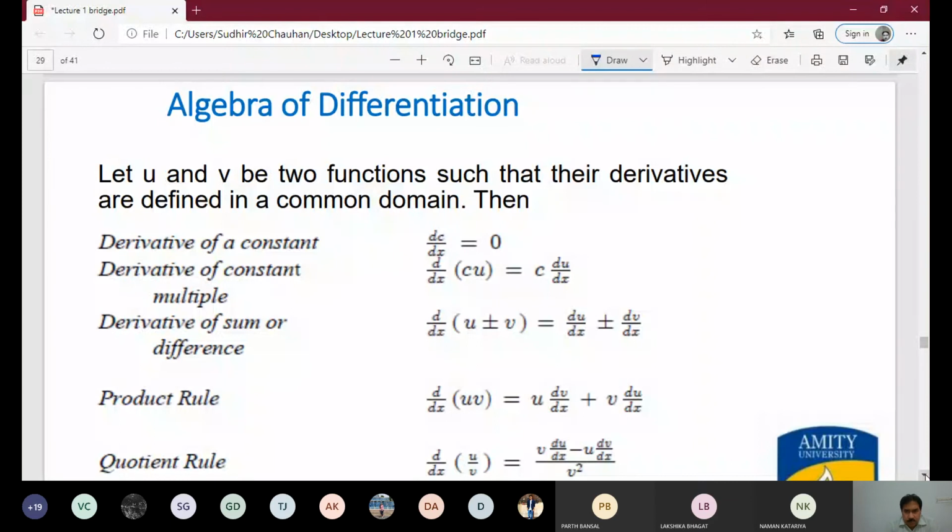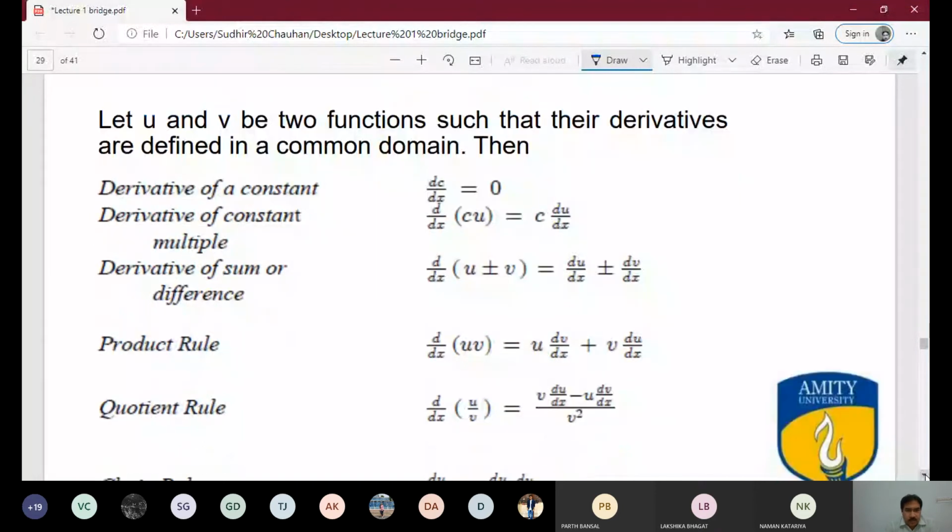So these are certain formulas. If u and v are any two functions such that their derivatives are defined in a common domain, then the differential of a constant is 0. The derivative of a constant times u, where u is any function of x, we can write as c times the differential of u with respect to x. For u plus or minus v, we can differentiate them separately.